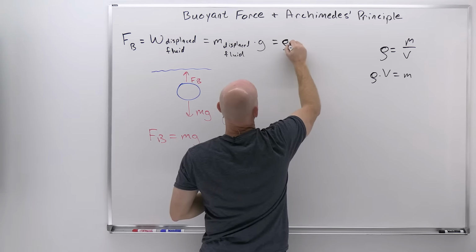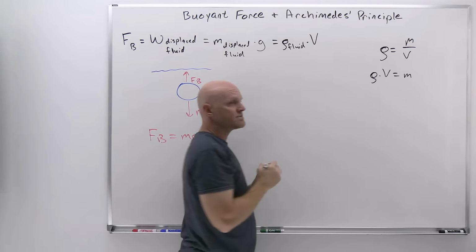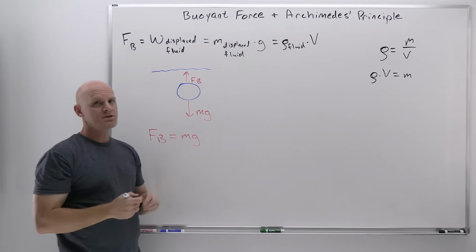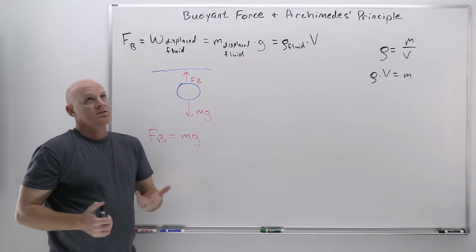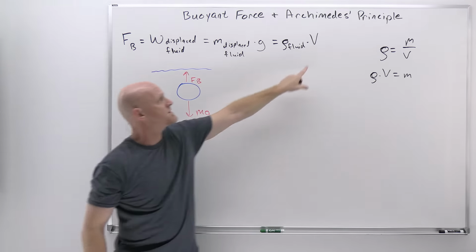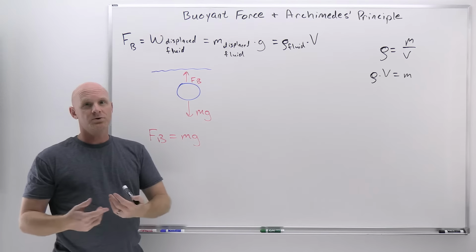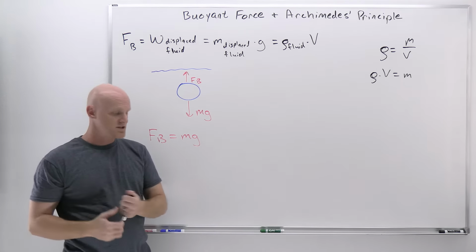So we're going to have the density of the fluid. And in this case, it's not the entire volume of the object that's submerged. In all cases anyways, because it's not always completely submerged. Now, if it is completely submerged, then this would just be the volume of the object, because all of the object would be displacing fluid, so the volume of the object would be the volume of displaced fluid.